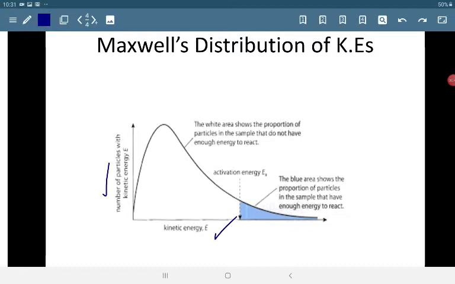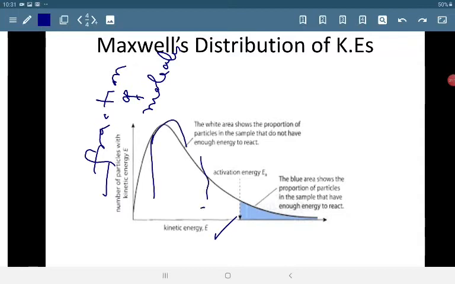So at a particular temperature, the fraction of molecules is plotted versus the corresponding kinetic energies. This is the fraction of molecules, and this is the kinetic energy. The peak of the curve represents the kinetic energy possessed by the maximum fraction of molecules. Here the shaded blue area shows the proportion of particles in the sample that have enough energy to react, in a given sample of gas.